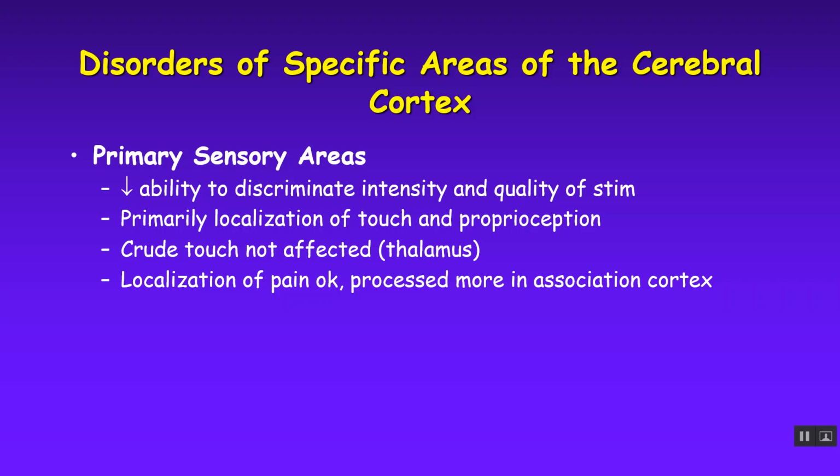I mean, you have some sensation, but it just lacks fidelity, lacks the ability to discriminate that intensity and quality. Primarily where it affects is this localization, that fine localization of touch and proprioception is the thing that's most impaired, the ability to say, you touched me right there. You feel something, but it just feels kind of dead and wooden, and I can tell you're touching my arm, but I can't exactly tell you where on my arm you're touching, okay?